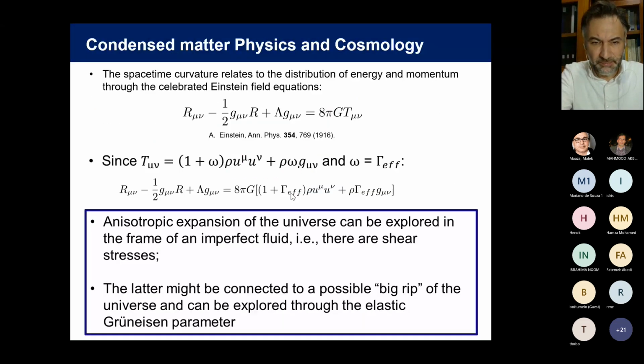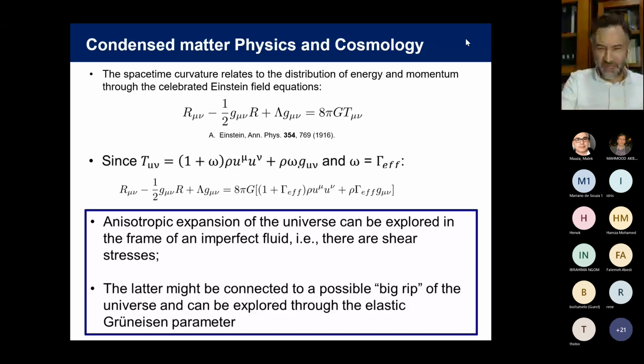I will skip this. This is almost the end, just finishing. This is just to show you that recently we were able to identify the Grüneisen parameter in the Einstein field equations. It's really funny because people make use of what they call the perfect fluid picture to describe the expansion of the universe. And essentially the pressure is proportional to the energy density by a so-called equation of state parameter.